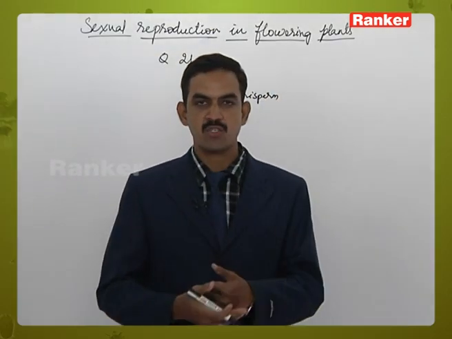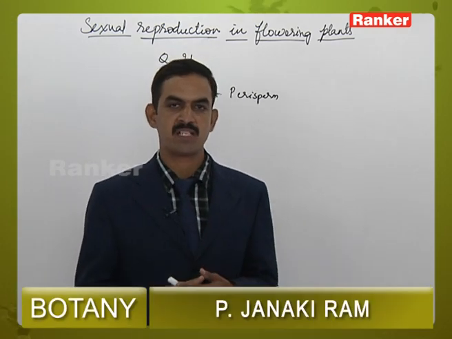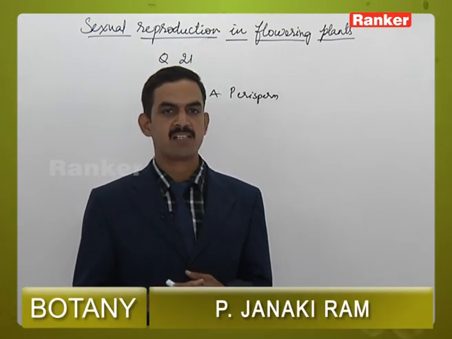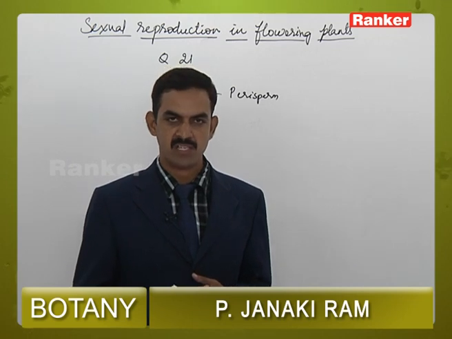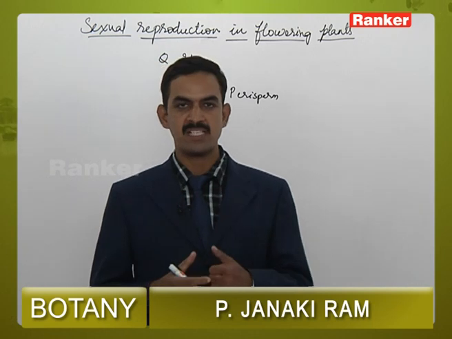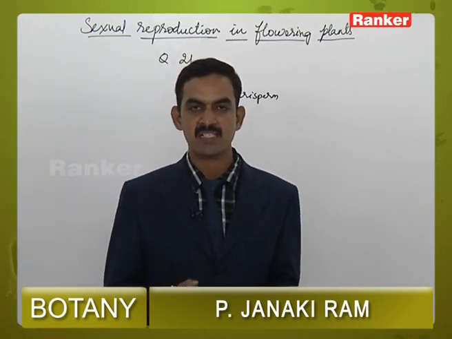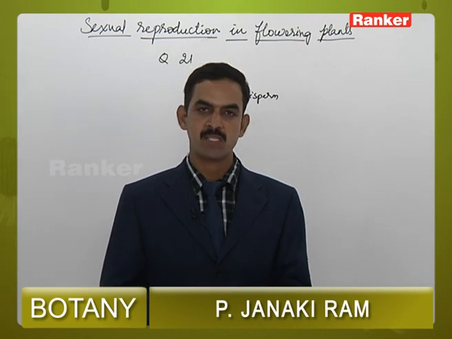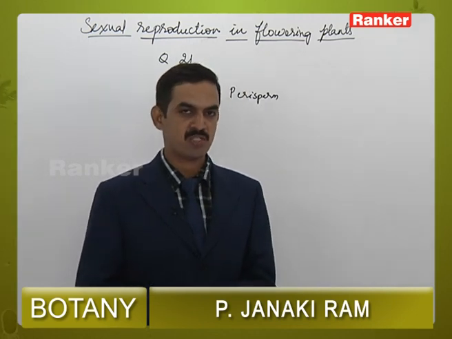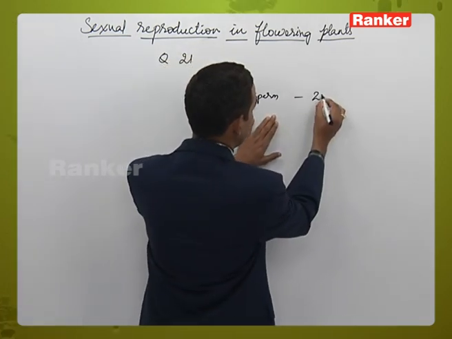Perisperm is a remnant of nucellus. Actually, nucellus is a diploid tissue which is present inside the ovule, and after fertilization, the nucellus which is left out is called perisperm. So whatever the ploidy that is there with nucellus, the same ploidy is there with perisperm also. And as we know that nucellus is diploid, perisperm will also be diploid.